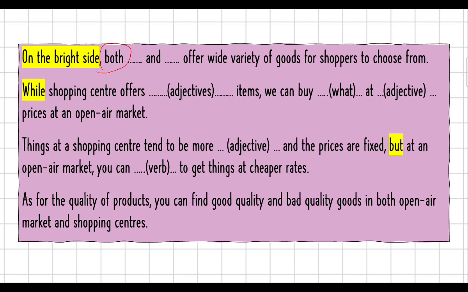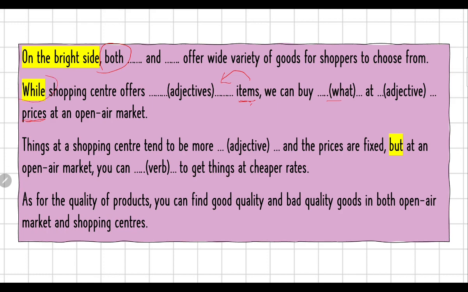On the bright side, both shopping centers and an open air market offer wide variety of goods for shoppers to choose from. While shopping center offers adjective. Okay, this one, adjective means kata sifat, right? So, item means barang-barang. So, shopping center menawarkan barang-barang yang macam mana? Apa sifat barang-barang tu? We can buy apa dekat apa prices. Adjective kepada prices. Harga yang apa at an open market.